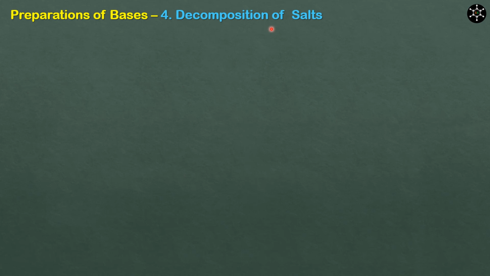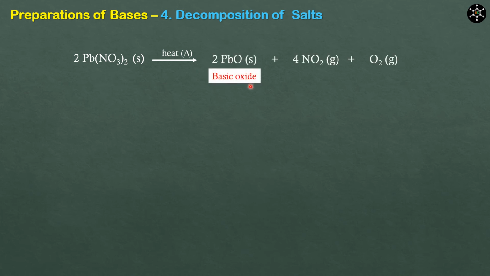Last method is decomposition of salts. When lead nitrate is simply heated, it gives us lead oxide, which is a basic oxide. Along with lead oxide, we get NO2 gas and oxygen gas. NO2 gas is a brown color gas, release of which we can easily recognize.